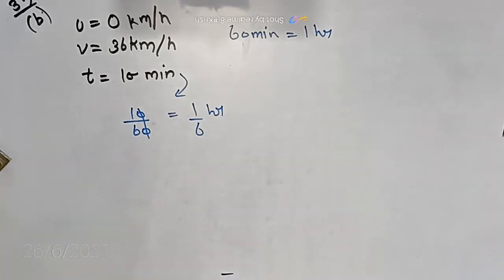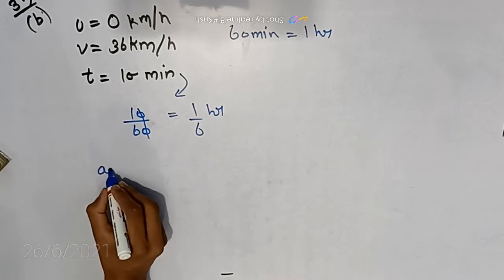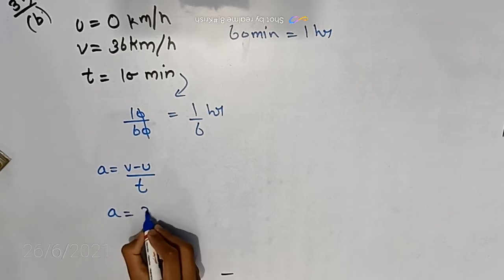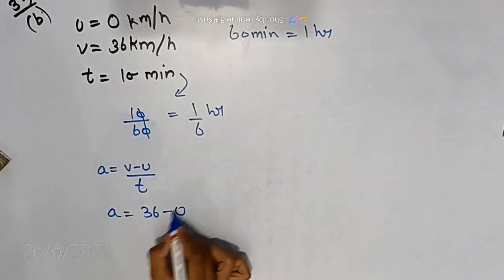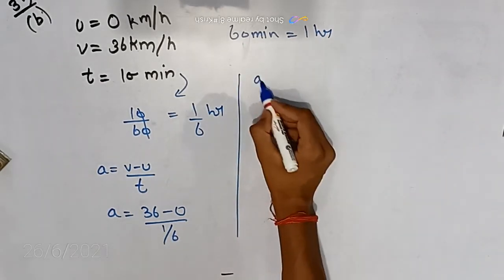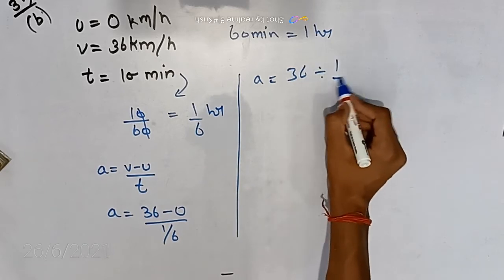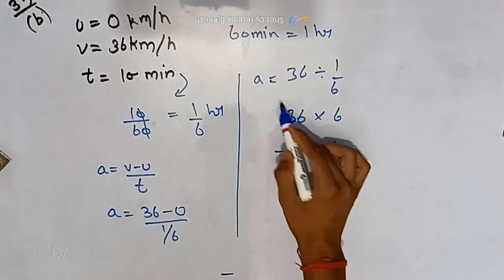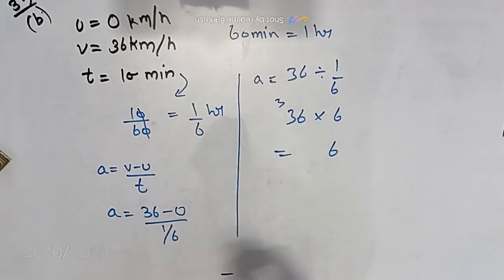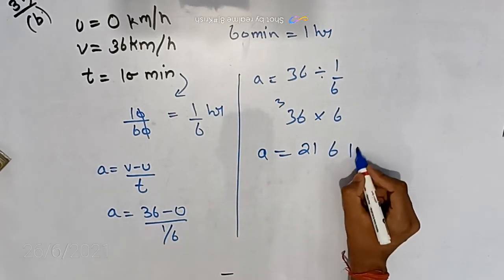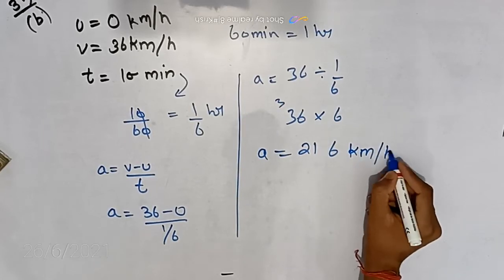So now we have to find the acceleration. We will directly put these values in the formula of acceleration. So a equals v minus u upon t, where v is 36, u is 0, upon 1 by 6. So a is equal to 36 divided by 1 by 6, that is 36 into 6. 6 times 6 is 36, carry 3. 6 times 3 is 18, plus 3 is 21. So the value of acceleration is 216 km per hour square.